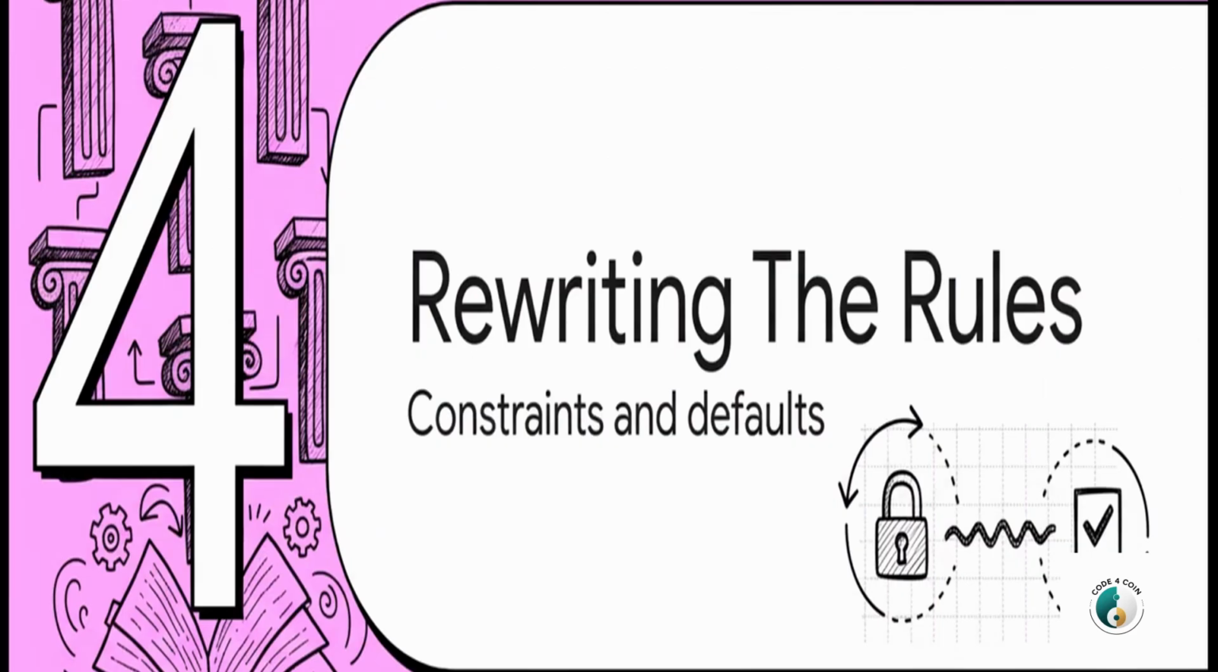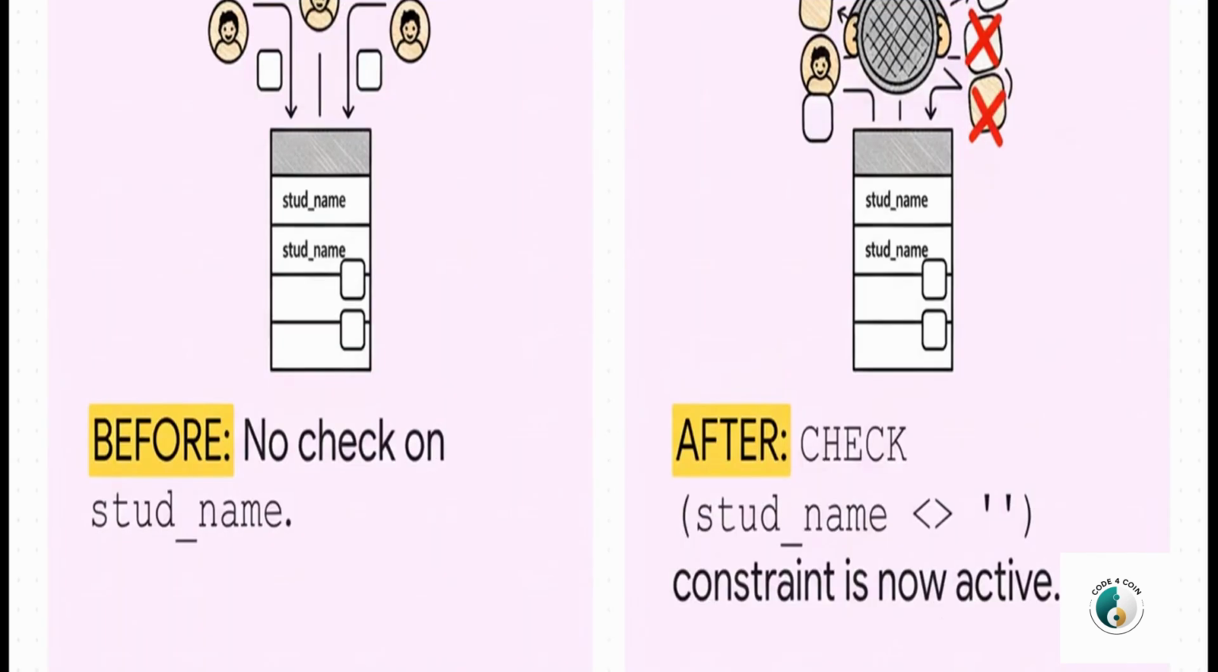All right, so we've talked about the building blocks, the columns. But ALTER TABLE goes deeper. It actually lets you rewrite the rules that govern your data. And this is where we get into things like constraints and default values. So let's imagine you want to make sure the stud_name column can never be an empty string. You can add a CHECK constraint to do exactly that, even after the table's been created. Before, pretty much any text was allowed. Now, after you add this rule, the database will reject any attempt to put an empty name in there.